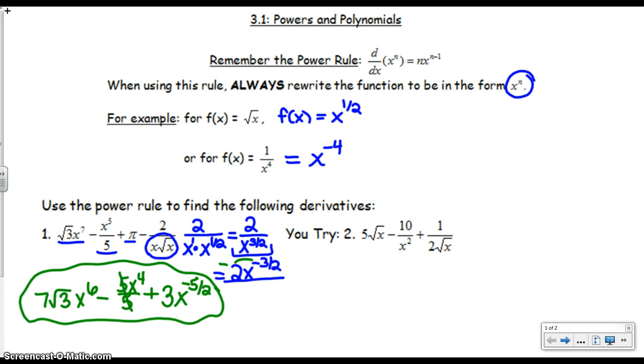The answer is 5/2 x to the -1/2 plus 20 x to the -3 minus 1/4 x to the -3/2. If you didn't get any of this, please bring your questions to class. Okay, we're going to try a couple more examples.